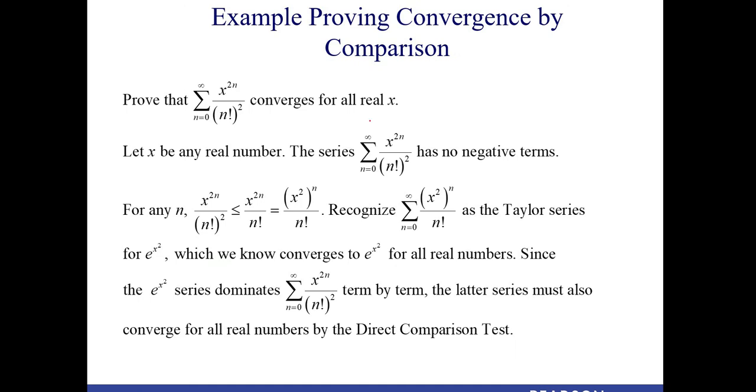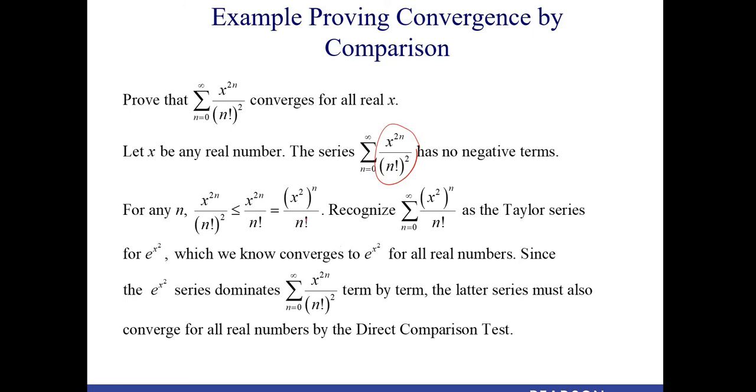All right, so let's do an example. So here's the series we want to prove. We want to prove that it converges for all real x. So let x be any real number. The series has no negative terms, so we're okay. Always raised to an even power and always squared. So for any n, my original term is always less than or equal to x to the 2n over n factorial. We know this because factorials increase faster than exponents.